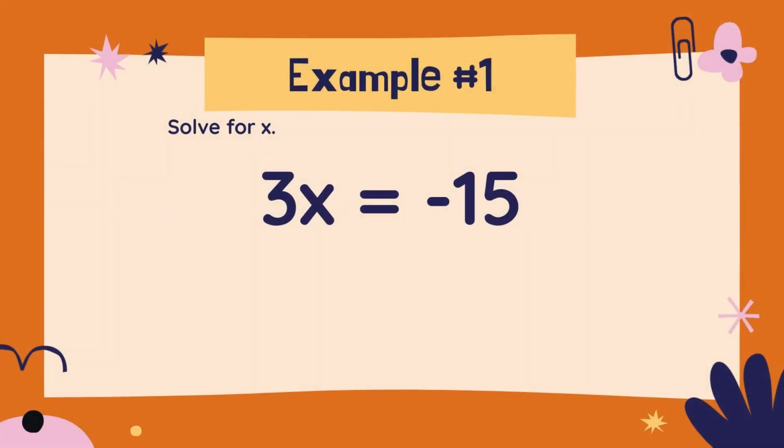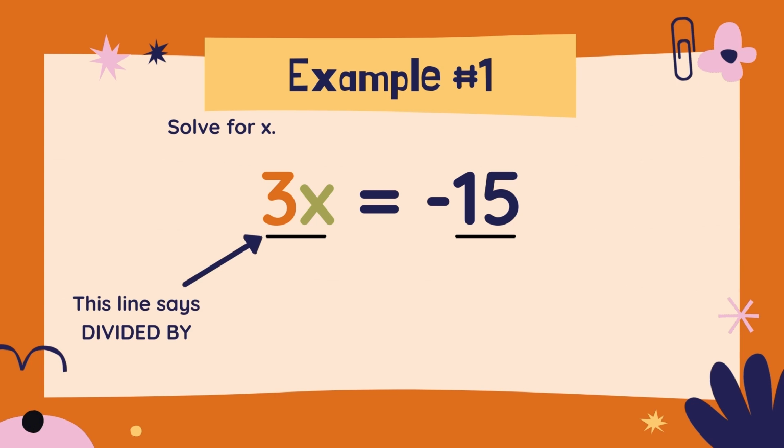Example number 1, solve for x. 3x equals negative 15. The 3 and the x being right next to each other means they are being multiplied. 3x means 3 times x, but we don't show it with a multiplication symbol. We just put them right next to each other. Another way you can show this is putting them in parentheses. 3(x) would mean the same thing.